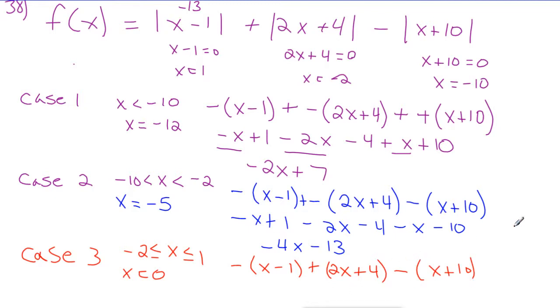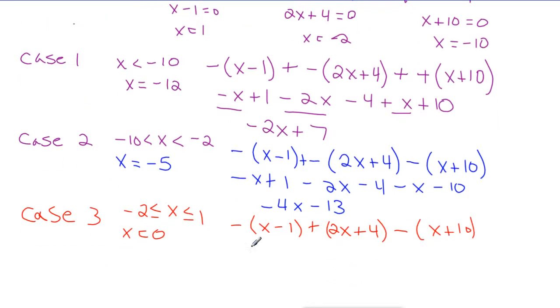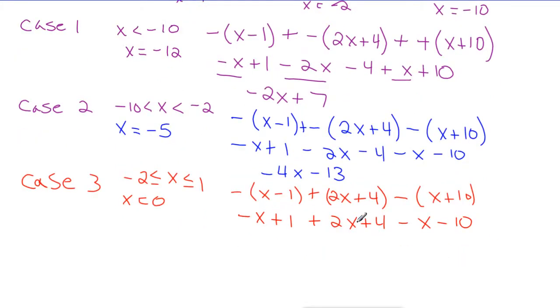So then we're going to go ahead and do this out. So we'll get negative x plus 1 plus 2x plus 4 minus x minus 10. Now again, we're going to combine our like terms. Negative x plus 2x minus x, those all will reduce down to 0. 1 plus 4 is 5. 5 minus 10 is negative 5. So this is just negative 5.